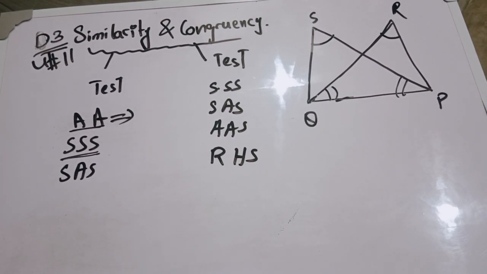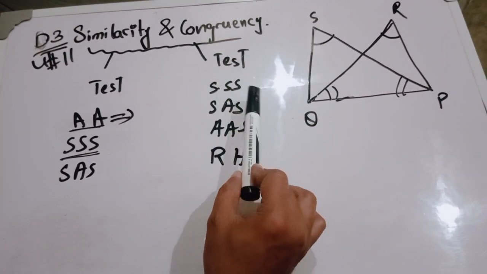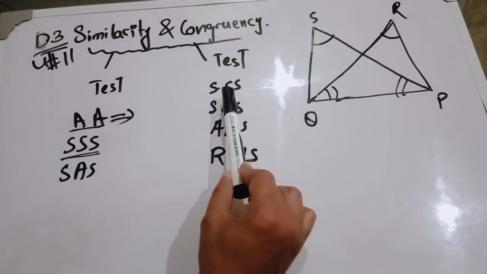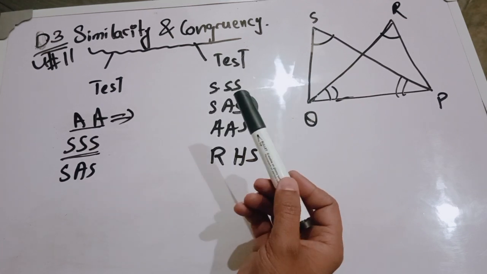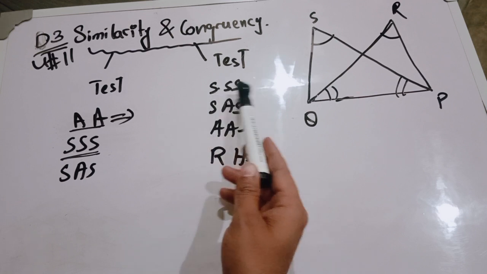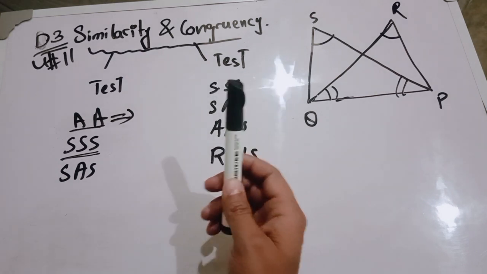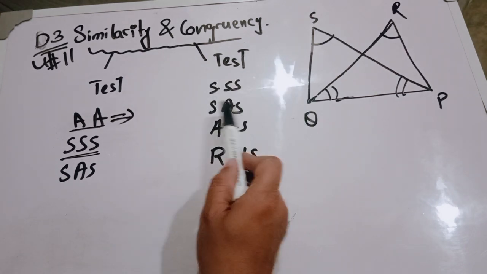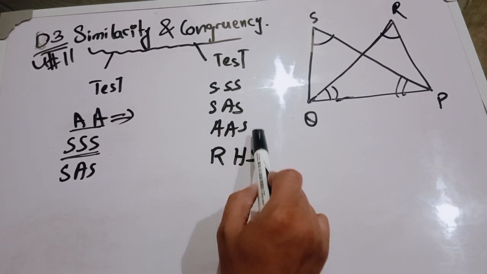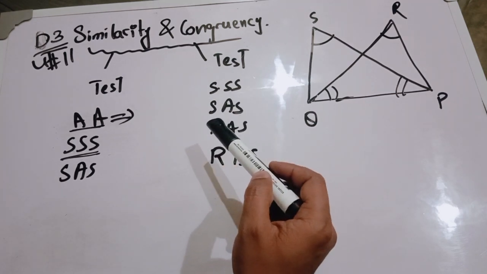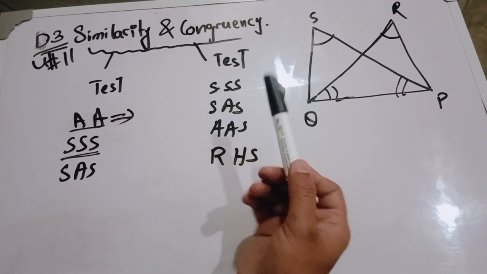Similarly, along with the similarity test, we have a few congruency tests also. If you're given two triangles and all three sides of the first triangle are equal to the sides of the second triangle, they will be congruent to each other. Every congruent pair of shapes has every corresponding side the same. Next is AAS, two angles and one side: if two angles and one side of the first triangle are equal to the corresponding two angles and one side of the second triangle, they will be congruent.